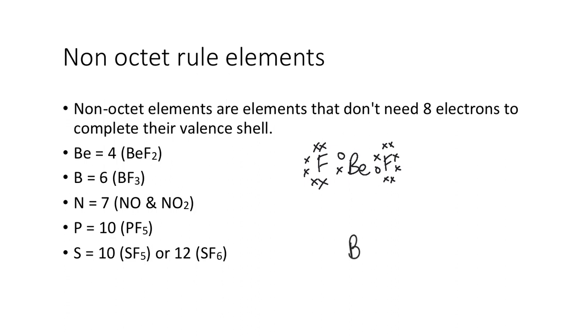Boron can have 6, so boron has 3 originally. It's going to single bond with these fluorines to make it 6. So it has 1, 2, 3, 4, 5, 6, and that's stable there, so that's boron trifluoride.